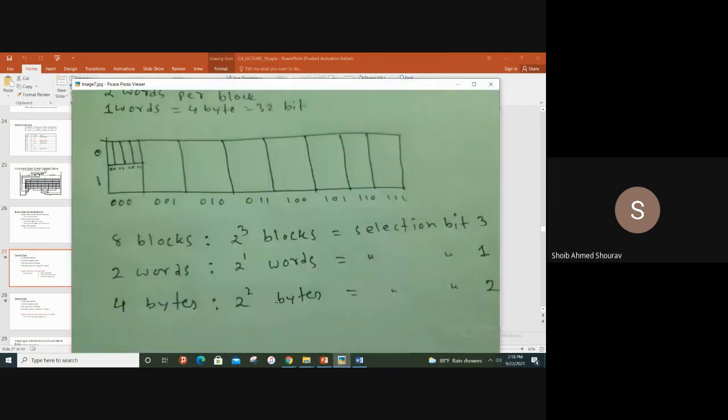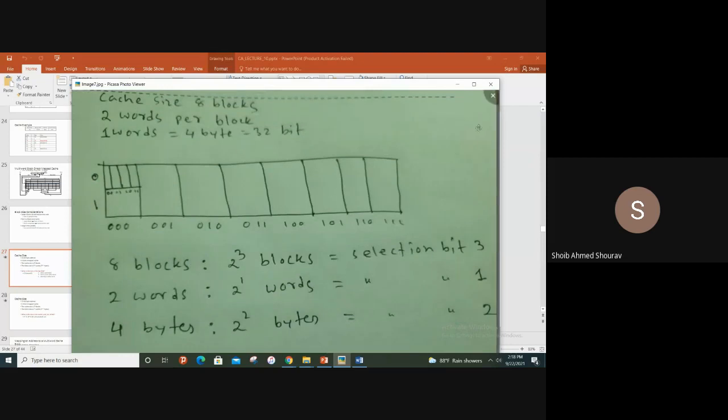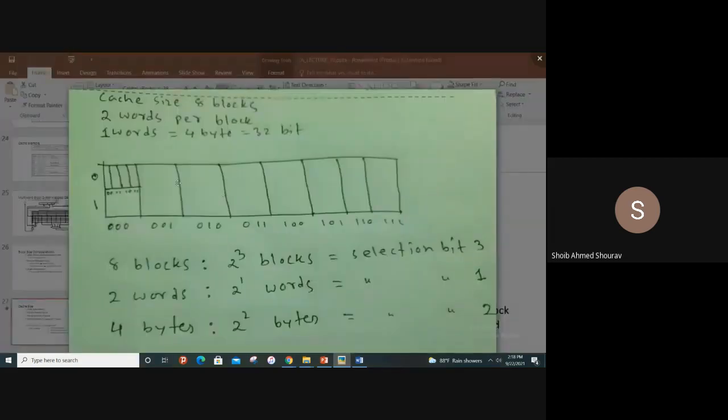So how come we get to know which one is which byte? Let me show you in here. This example says cache size is 8 blocks. So 8 blocks, 000 to 111. This is our cache index number, 000 to 111.